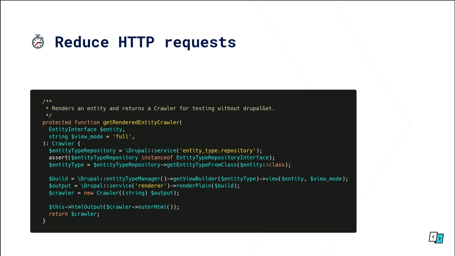This is a fun one that I don't think a lot of people know about. Reducing HTTP requests is going to speed things up a lot. Basically, you don't actually have to visit the node that you've created to test the output. You can render the entity in code, and then you can use this Symfony crawler to query it.